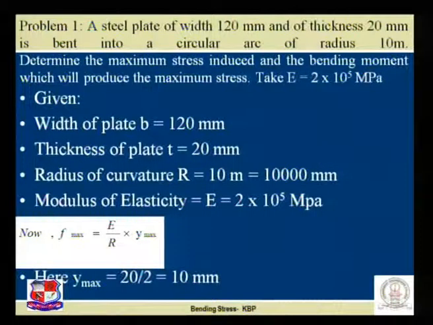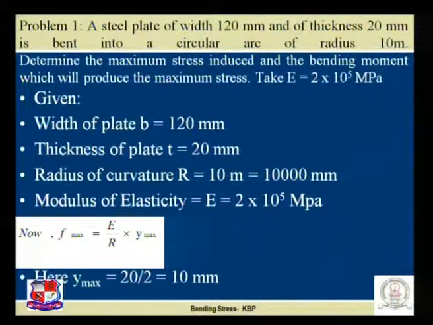Now, what is the basic equation that we have to use? That is F max is equal to E by R into Y max. This is specifically known as the bending equation, that is F by Y is equal to E over R. We also know that E by R is a constant term for a given material. Then F is directly proportional to Y. So, at which point do we get the value of F max? We get F max when Y is equal to Y max. So here F max is equal to E by R into Y max.